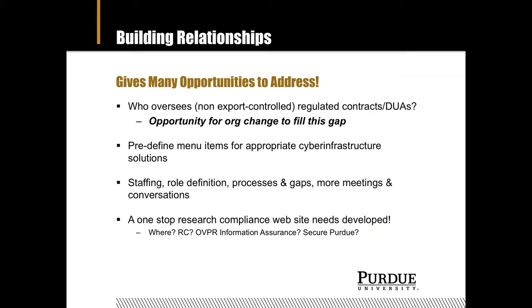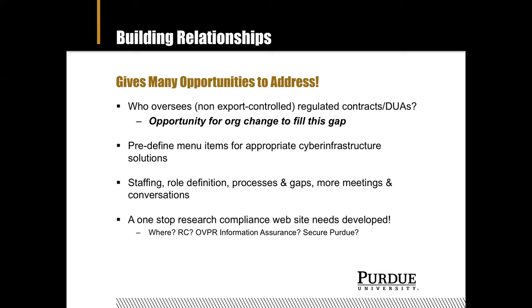One of the big ones is who oversees regulated contracts and data use agreements for things that are non-export controlled data. There's an office, one of the sponsors of our Read Plus ecosystem, that leads our export control office, and they see all these things that come through there, and they function as a concierge, moving them through the process. But there is no equivalent role for people doing HIPAA data. I believe there may be an opportunity and maybe some movement in the near future on some organizational changes in the VPR's office to fill that gap, which I think would be a big win.